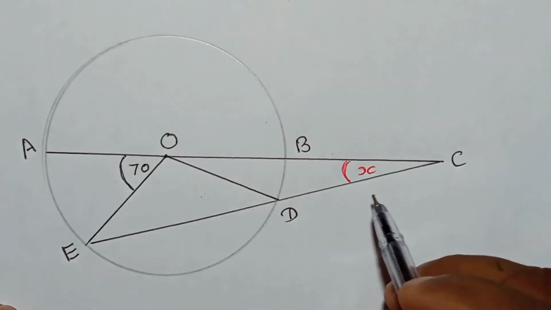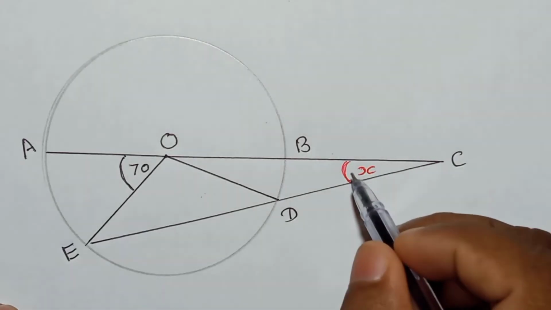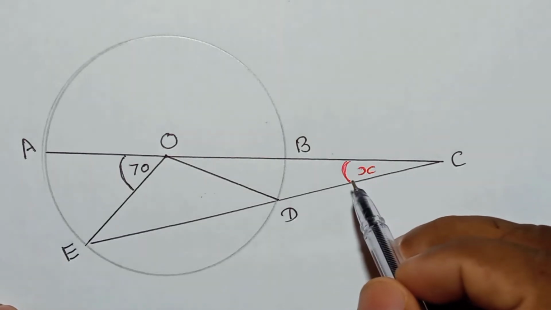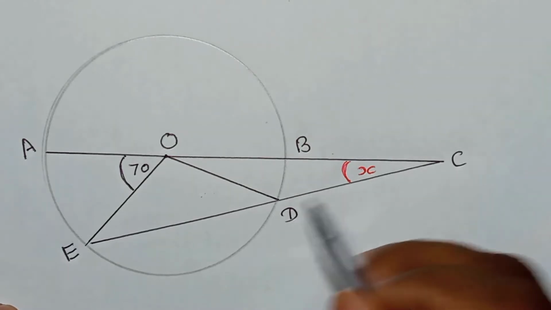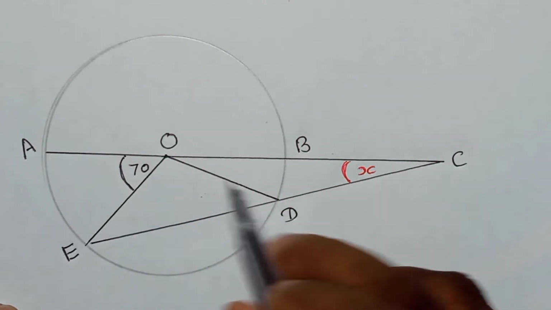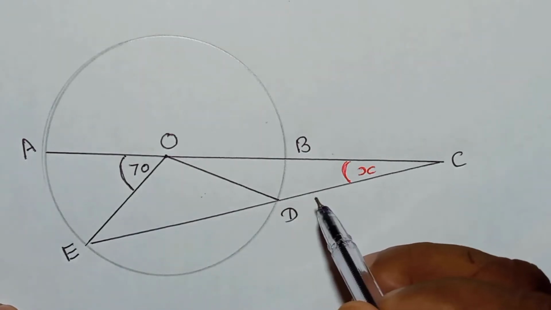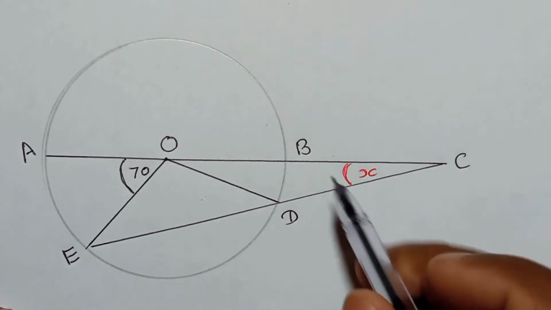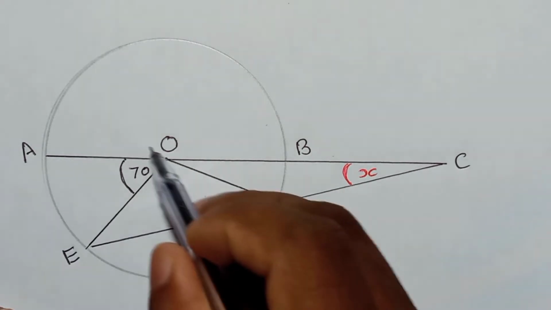Okay, here we need to find x, right? We need to find x here. Here they tell us DC and DO are equal, right? This does not look equal. That's why they tell us the diagram is not to scale. Anyway, DC is equal to OD, no?